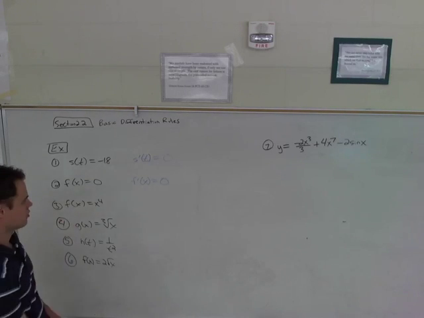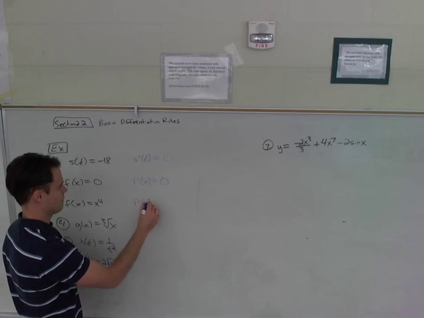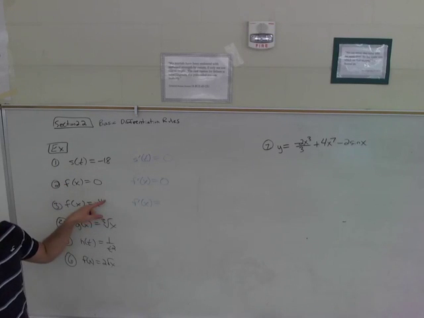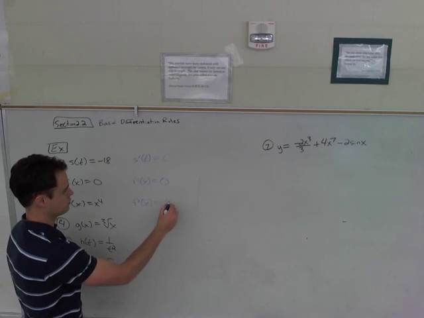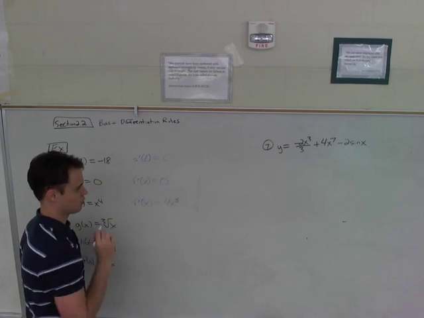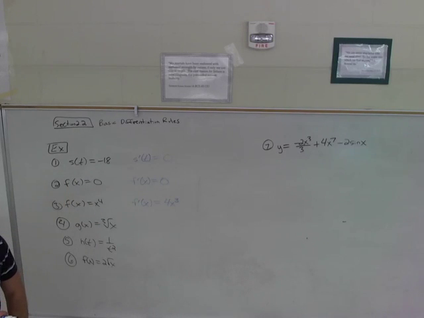How about this guy? Here's the rule, bring the 4 down. 4x to the third power, you decrease the exponent by 1, n minus 1, okay?